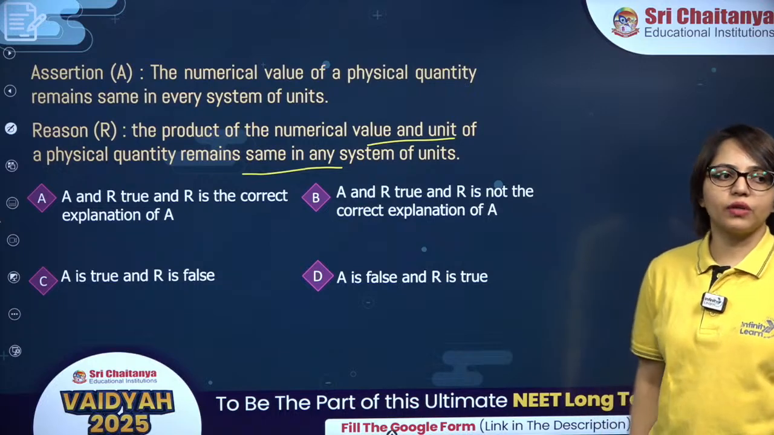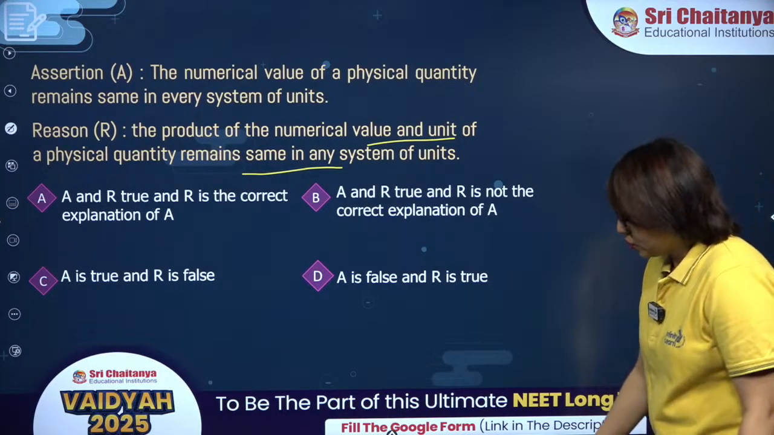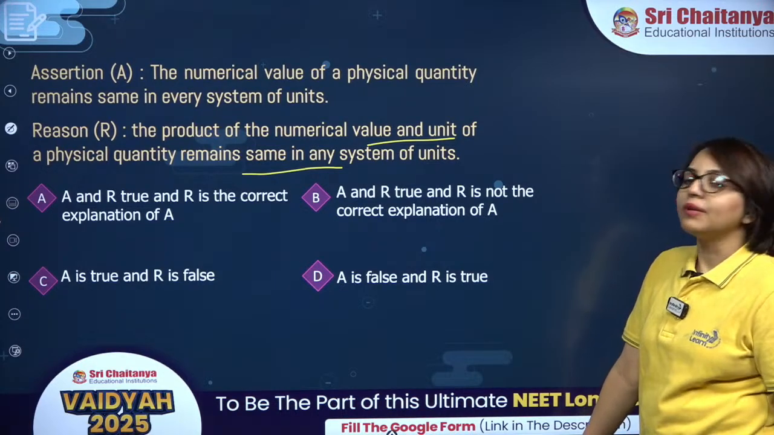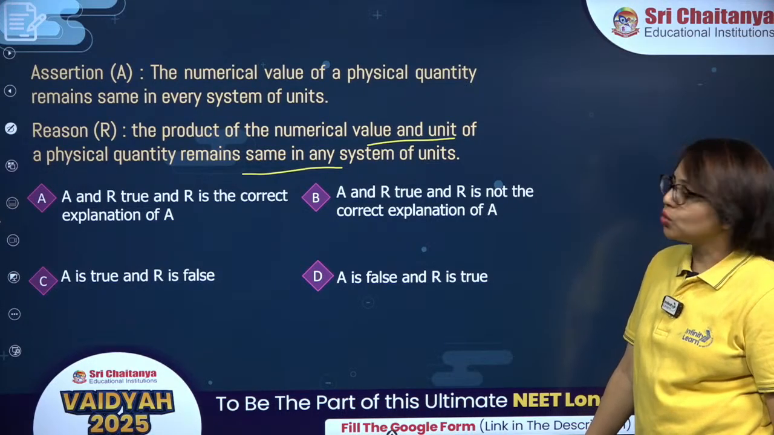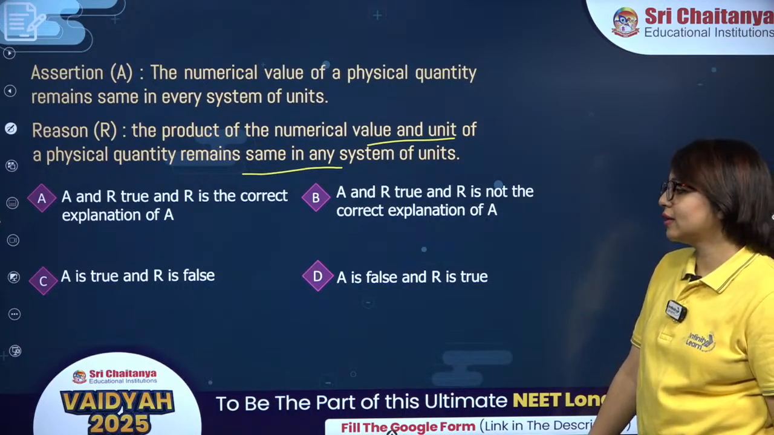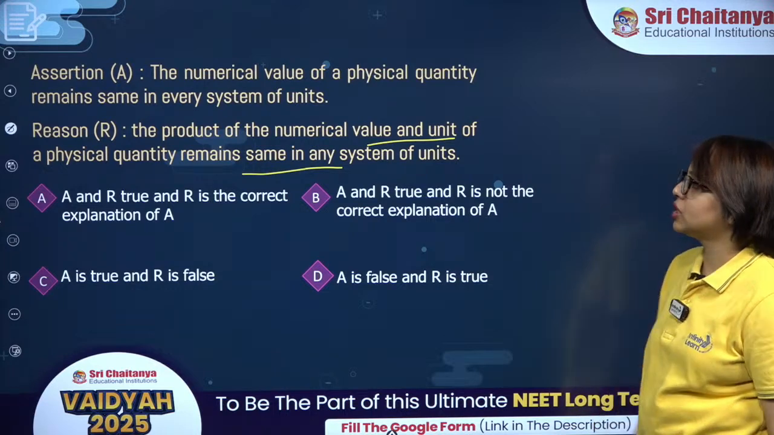Assertion reason type question we have. According to the assertion, the numerical value of a physical quantity remains same in every system of units. Is it true? It says that when you change the system of unit, the numerical value will not change.